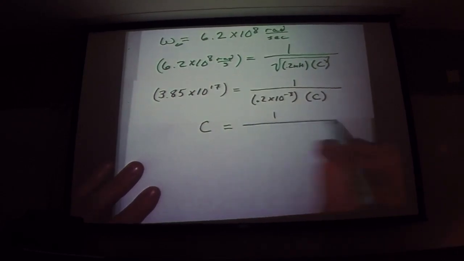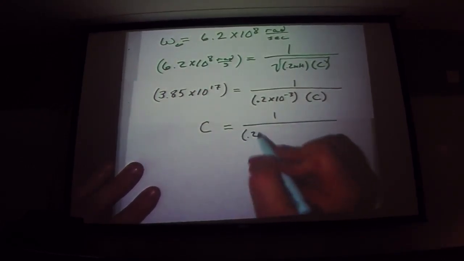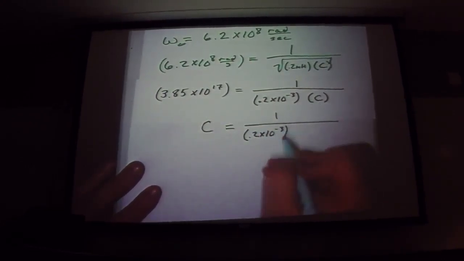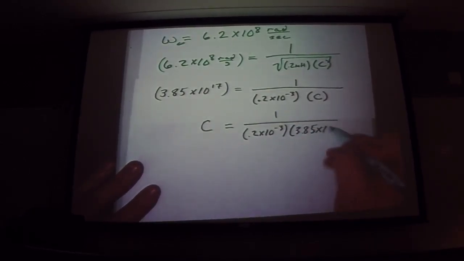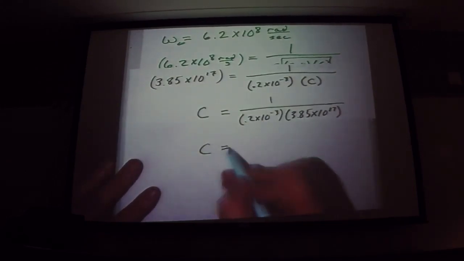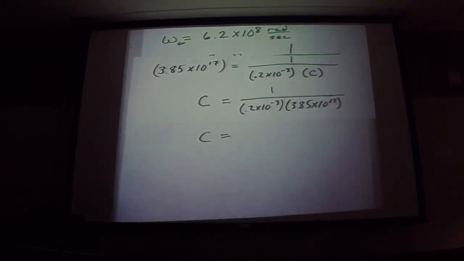1 divided by 0.2 times 10 to the negative 3. 3.85 times 10 to the 17th. You're going to get a very, very small capacitor. But that's okay. Small capacitors are easy to make. To make a 1 farad capacitor, remember you have to pick a giant capacitor to do it, or to have some specific design that won't run for anything over like 2 or 3 volts.